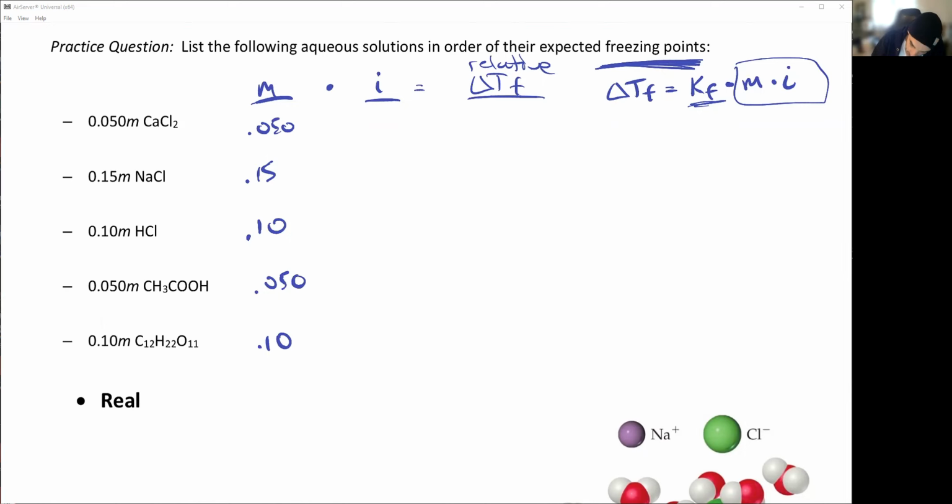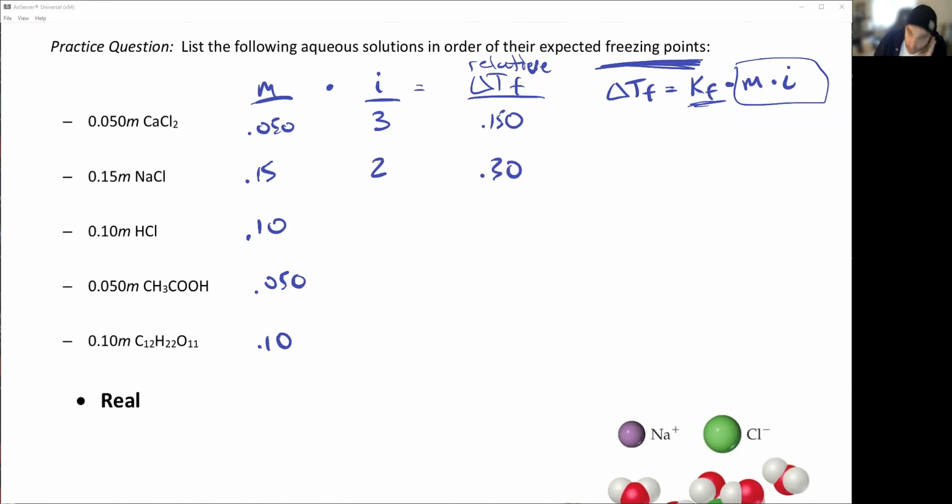All right, calcium chloride should break into three different particles: one Ca2 plus and two chlorides. And that's going to be 0.150. That's going to be the relative delta TF. Sodium chloride is going to break into two for 0.30.